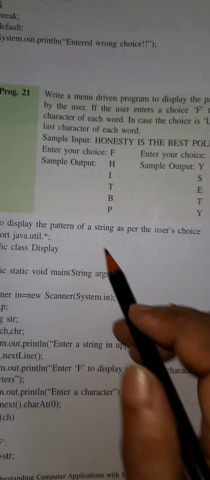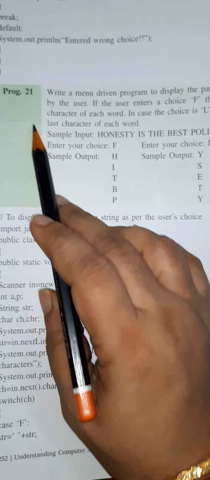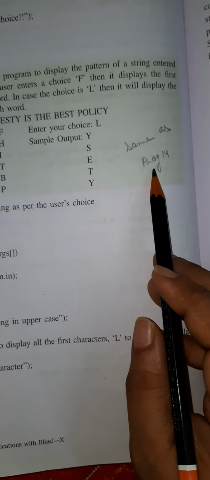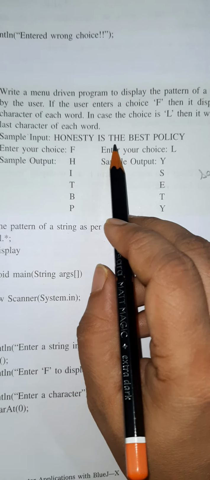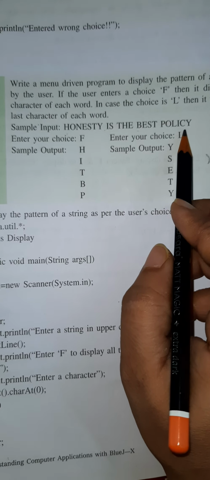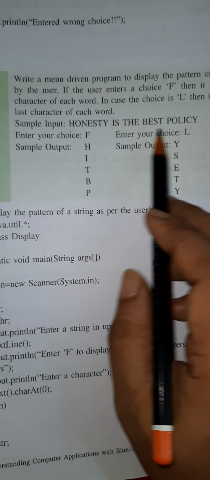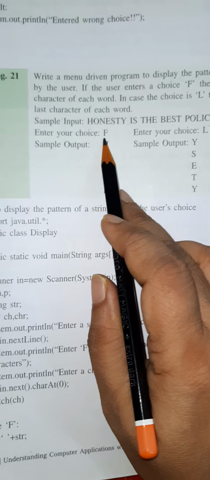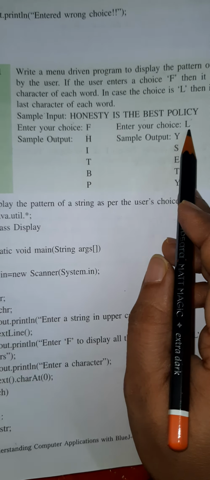And program number 21 is the same as program number 14. In this way it is the same thing: a particular string is taken and we are taking a choice. Here the choice is string type, one is F and the other is L.